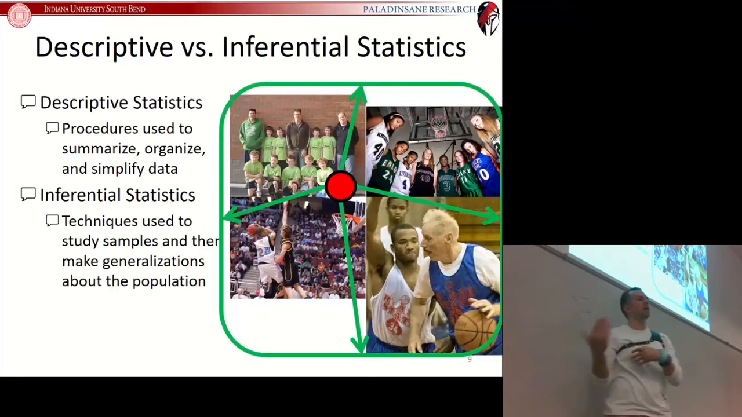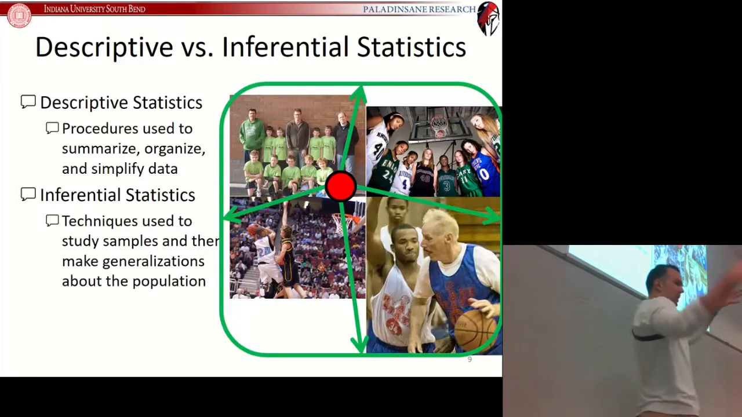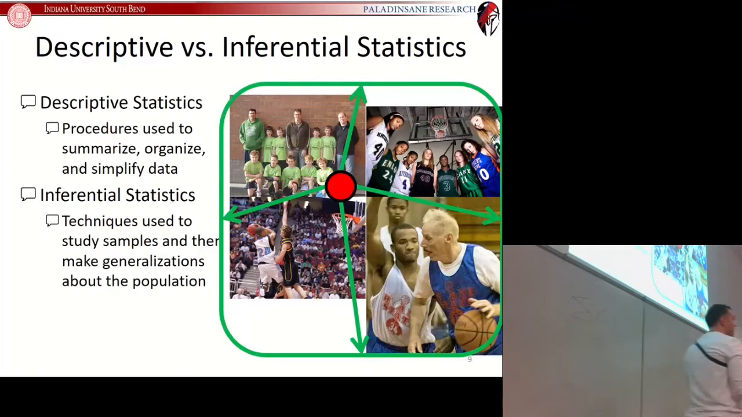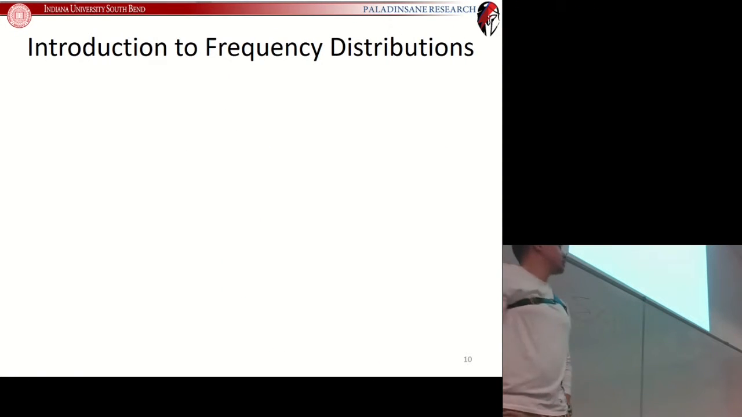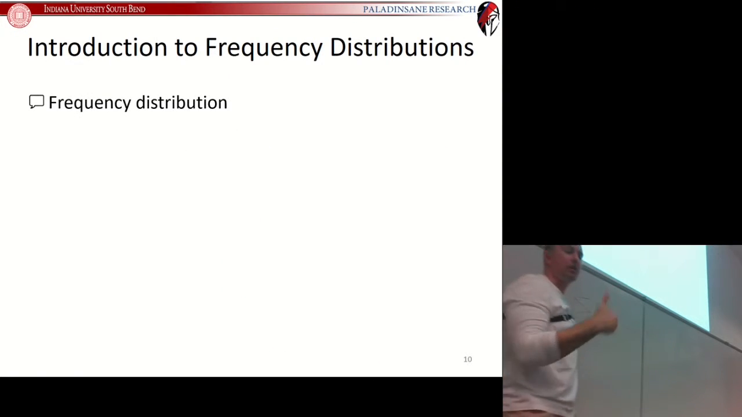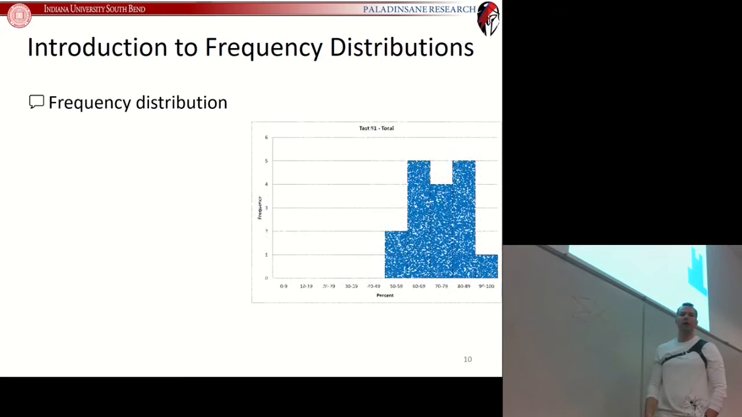So we're going to get to that in the second half of the course, but that's what we're working towards. That's the big, powerful thing that stats allows us to do in psychology. All right, so descriptive statistics first. Frequency distributions. Frequency distributions is a way of visualizing data, again, so it makes sense to our human minds.